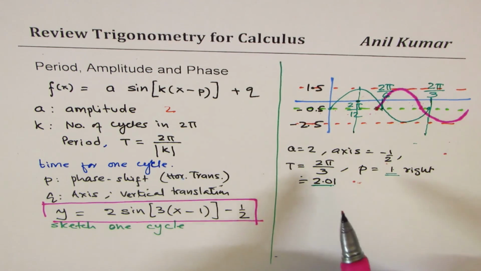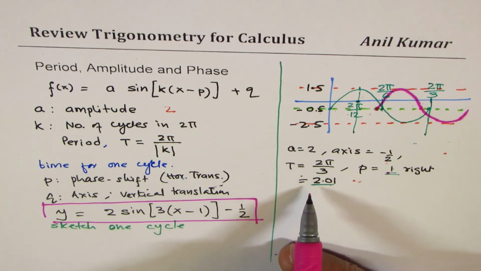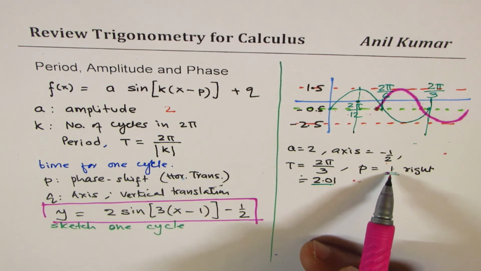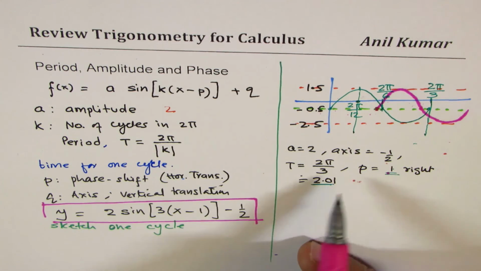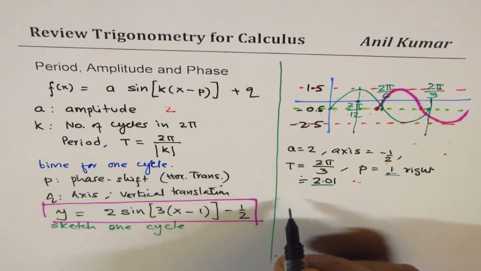So you should have an idea of what this relates to, right? So the time period is approximately 2.01. Phase shift is 1, almost half of it, correct? So that is how you could sketch the function. So I hope that is absolutely clear. Now as an exercise, you can take up another example.